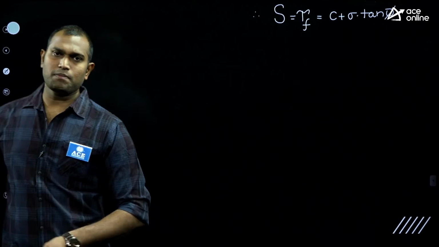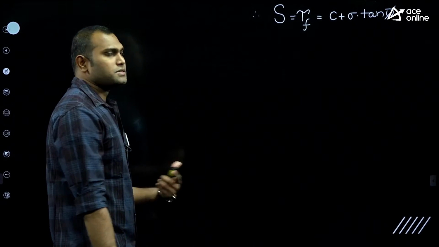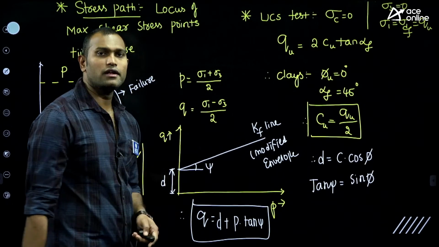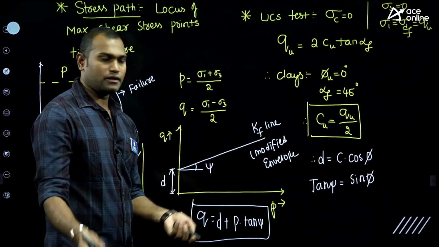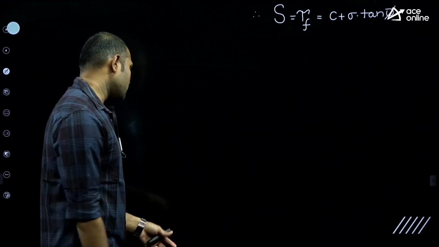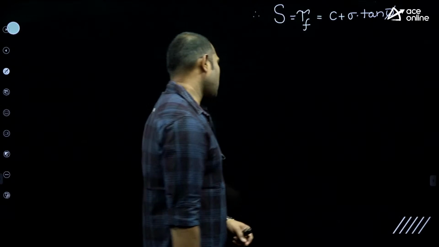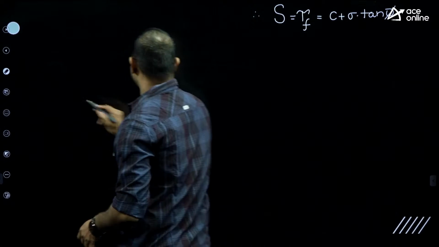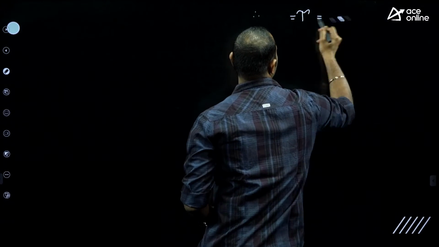And the stress path is nothing but the locus of the maximum shear stress points till failure, right? So how is the failure happening? Okay, so that is going to be mixed up, and we are going to see over there. And these are the different types of models that you can expect in the shear strength topic.